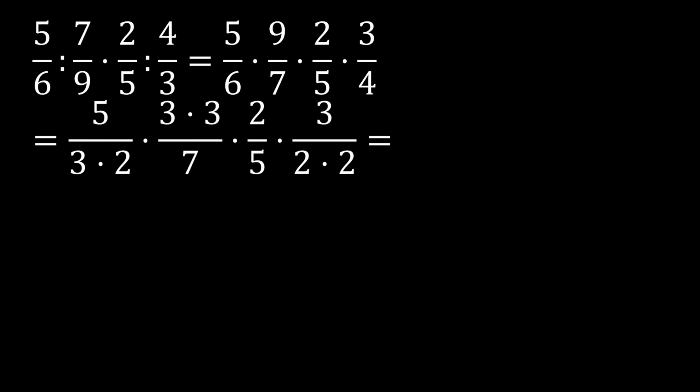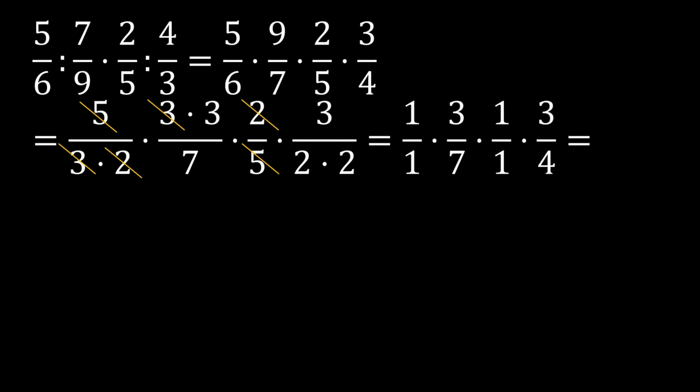Now let's cancel matching numbers from numerators and denominators. The 5 in the first fraction cancels with the 5 in the third fraction's denominator. One 3 in the second numerator cancels with the 3 in the first denominator. The 2 in the third numerator cancels with the 2 in the first denominator. Now, what's left? 1 over 1 times 3 over 7 times 1 over 1 times 3 over 4.